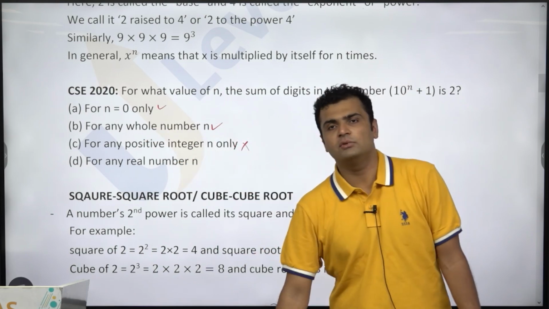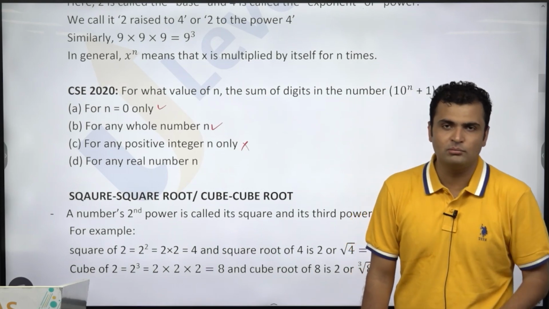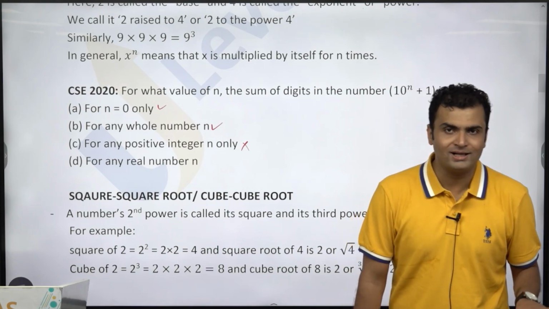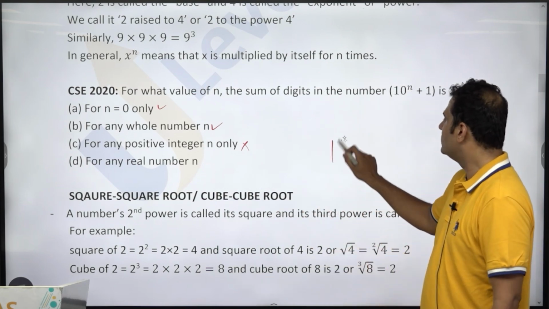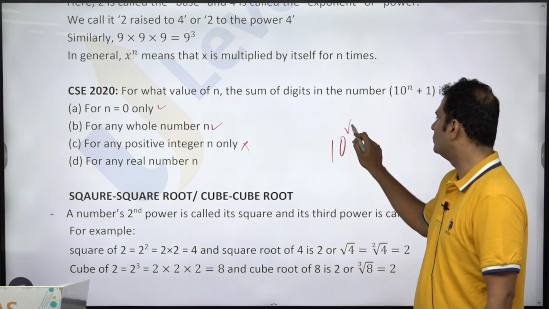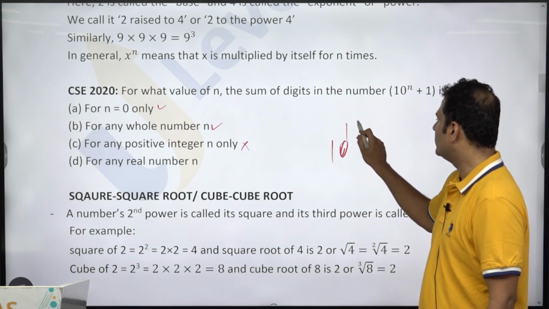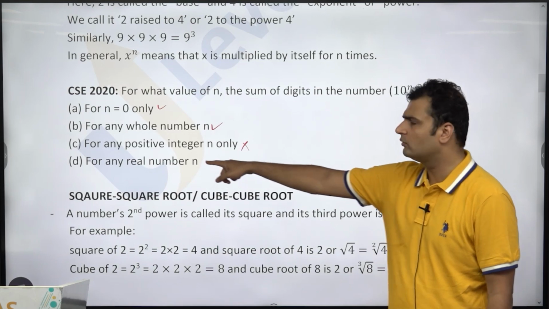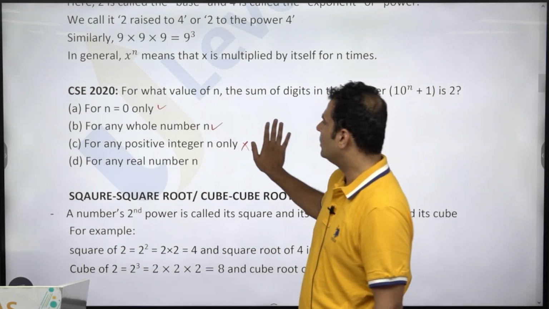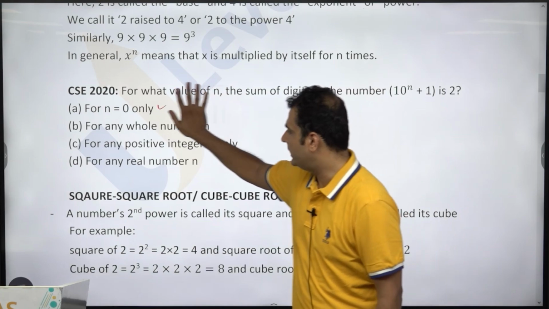And for any real number n, real numbers include rational and irrational numbers. That is a vast array of numbers, and this won't be true because you don't know something like 10 to the power root 2. You don't know what that means. Or 10 to the power 1.11. You don't know what that means. So it is not true for any real number. So the correct option here is B. It is true for any whole number n. Fine.